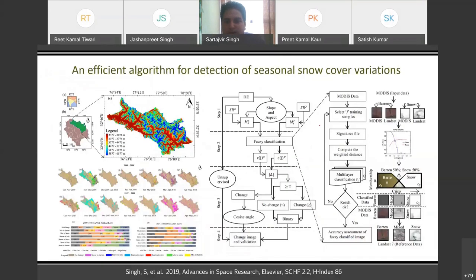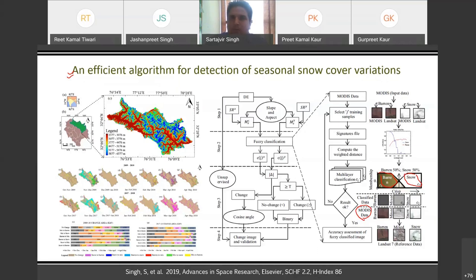Now I will explain the subpixel phenomenon with the help of this example, and we published this study in 2019 in Space Research. Here, if we have two classes, barren and snow, because the resolution of the MODIS data set is not very high. Currently the MODIS data set provides a maximum resolution of 250 meters. What it means is that a single pixel of MODIS satellite data covers 250 meters of actual ground.